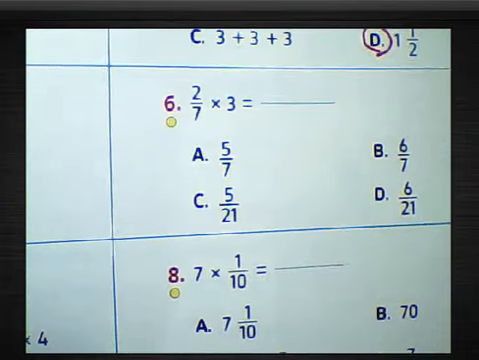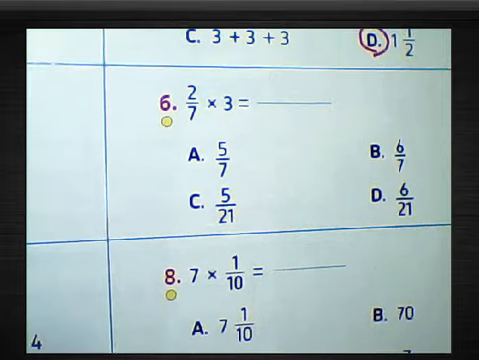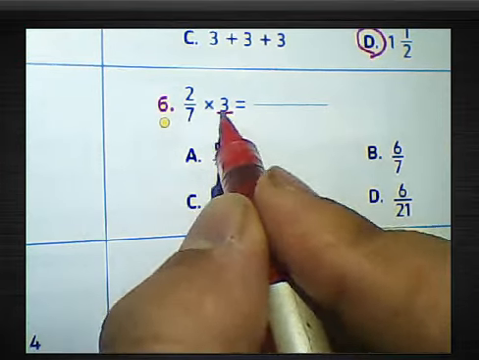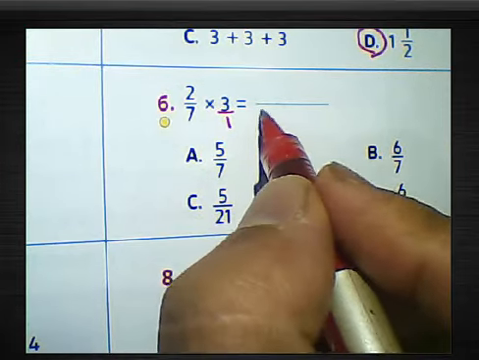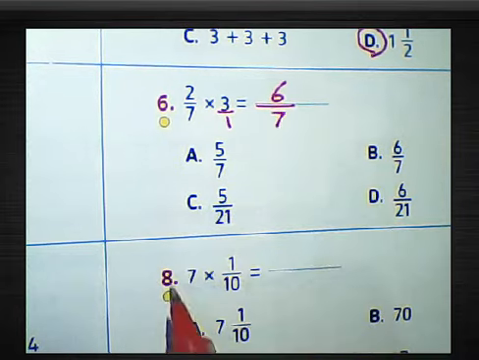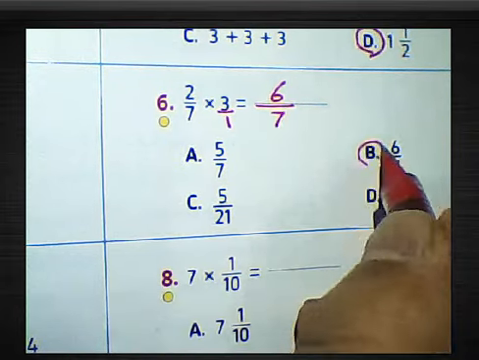Question number 6. 2 over 7 multiplied by 3. We can find the result. Write 7 in the denominator here. 3 times 2 equals 6 and the denominator stays 7. The result will be 6 over 7.